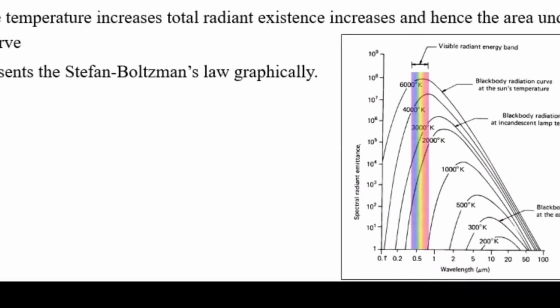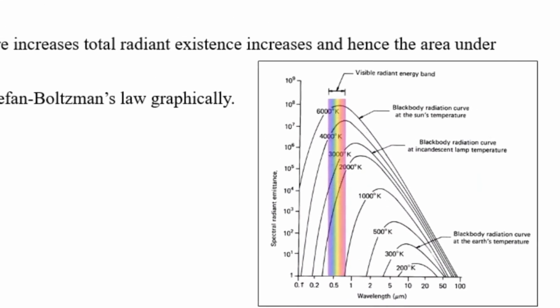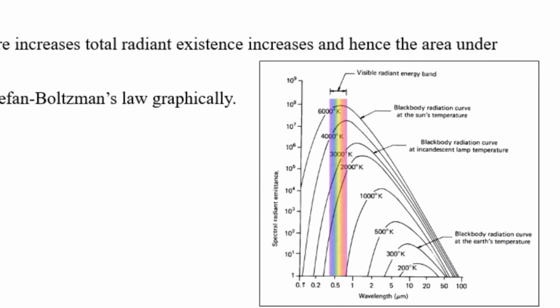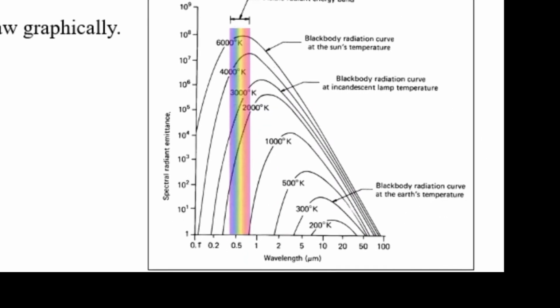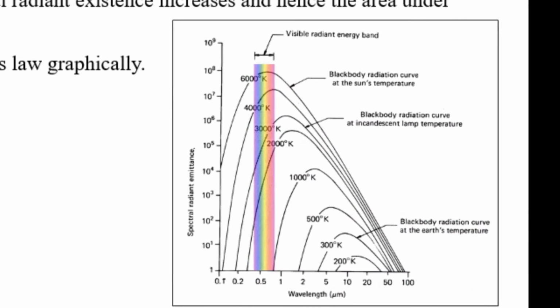The Stefan-Boltzmann law is graphically represented here. This figure represents the Stefan-Boltzmann law. As the temperature increases, the area under the curve, and hence the total radiant exitance, increases. From this figure, it can be observed that the peak of the radiant exitance varies with wavelength as the temperature increases. The peak shifts towards the left. This is explained by Wien's displacement law.